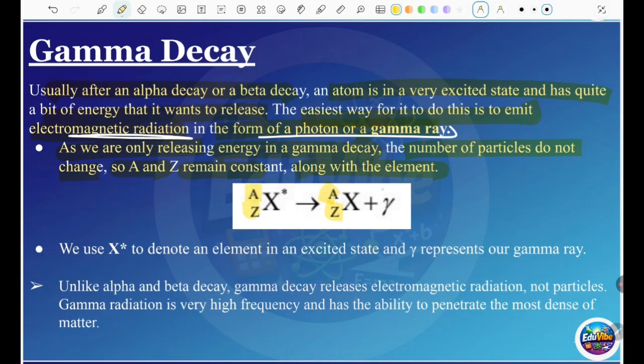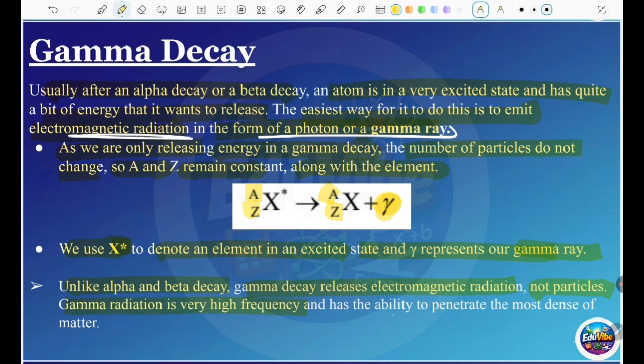They remain the same, but in the equation we put a small star on the X, denoting the element is in an excited state. Every time you write a gamma decay equation, you have to put a small star on that. And this sign represents the gamma ray. Unlike alpha and beta decay, gamma decay releases electromagnetic radiation, not particles.